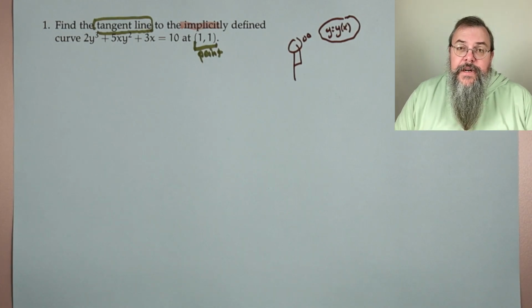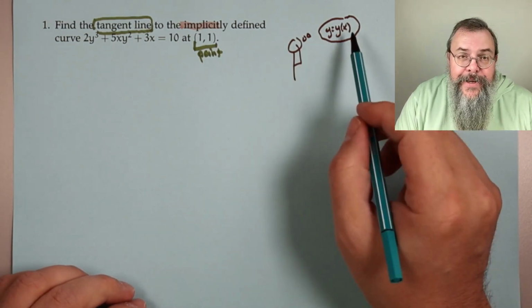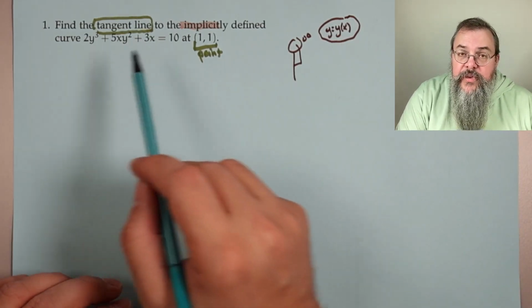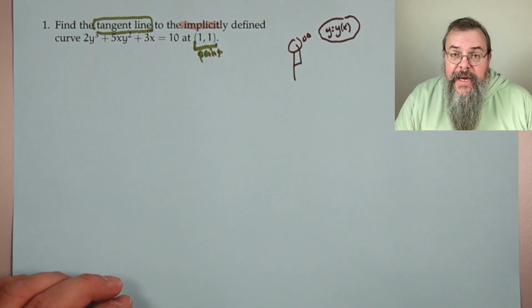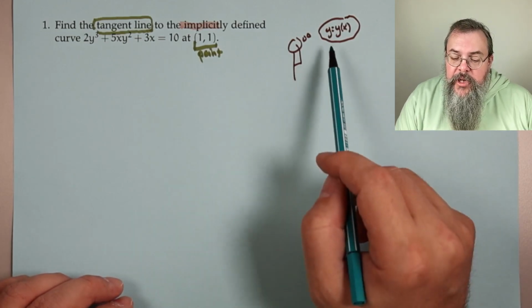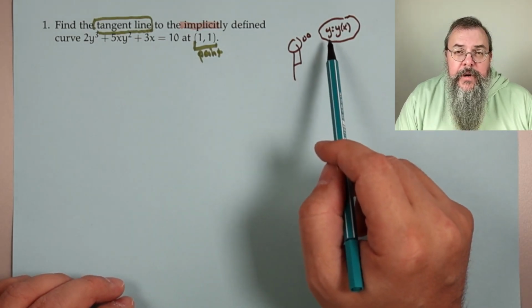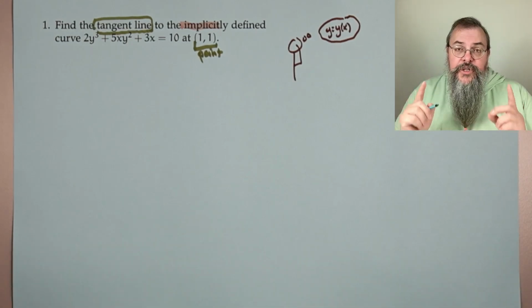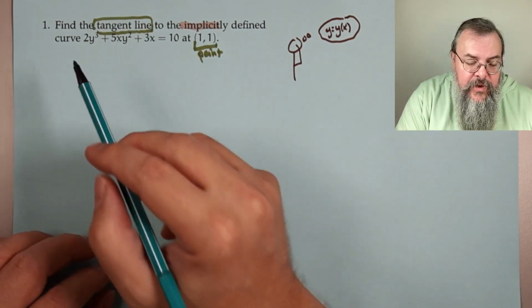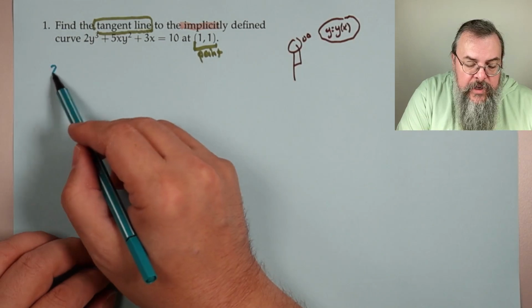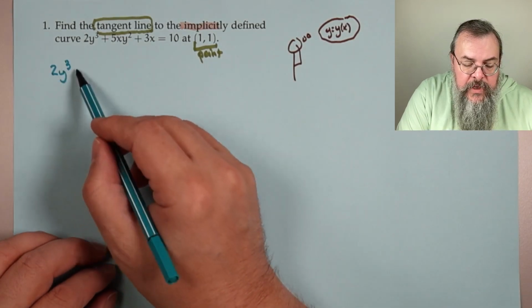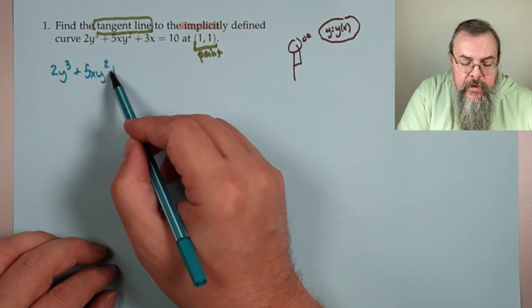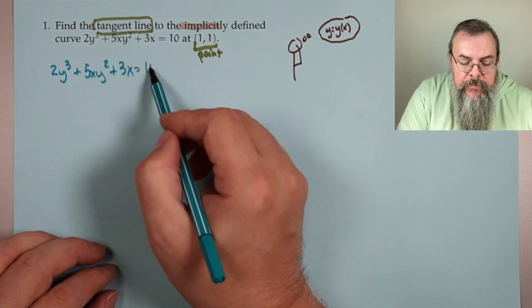So remember, how do we do it? We have our thought. We're going to take the derivative of this expression here, both sides, with respect to x. And whenever we take a derivative involving y, we're going to say, well, hey, y is a function of x. So we're using the chain rule. All right, so here we go. We'll write the expression down one more time, just for a quick reference. 2y cubed plus 5xy squared plus 3x equals 10.